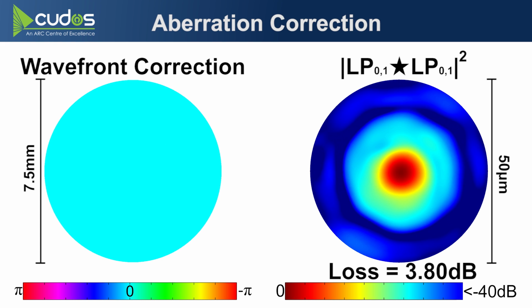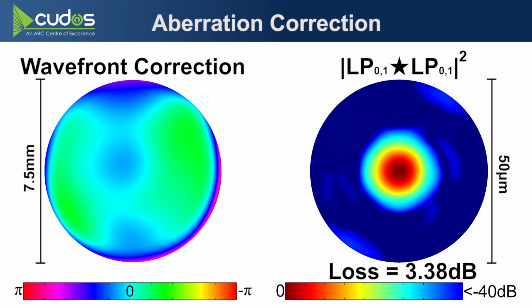And here's another example. The initial state is much better, 3.8 dB, and the wavefront requires less correction, and the result is also better, 3.38 dB of loss, and it looks quite Gaussian even down to -40.